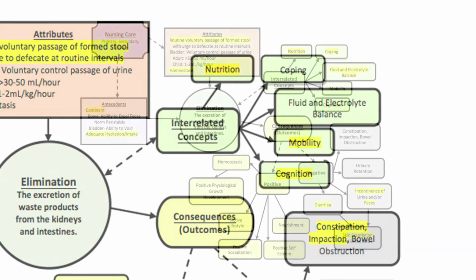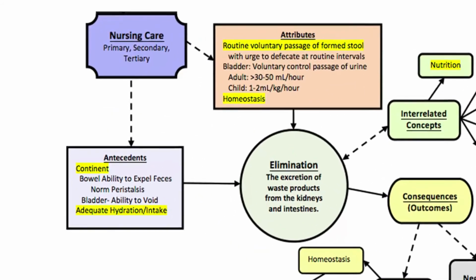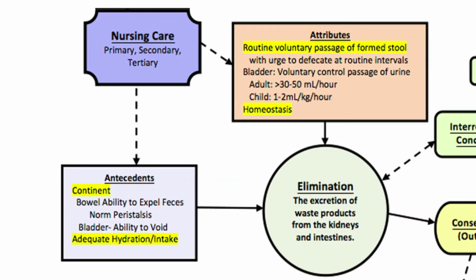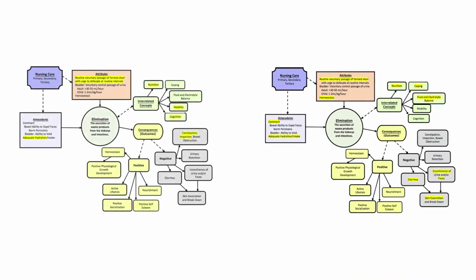For the man who is 32 years old, the same would be done. How do we strengthen? How do we help him become continent? And how do we make sure that he is hydrated and that he has appropriate intake so that when we measure and assess, his homeostasis will be okay and that he will have a routine passage of stool. Again, personalizing it. But both of these is the exact same analysis that occurs here.